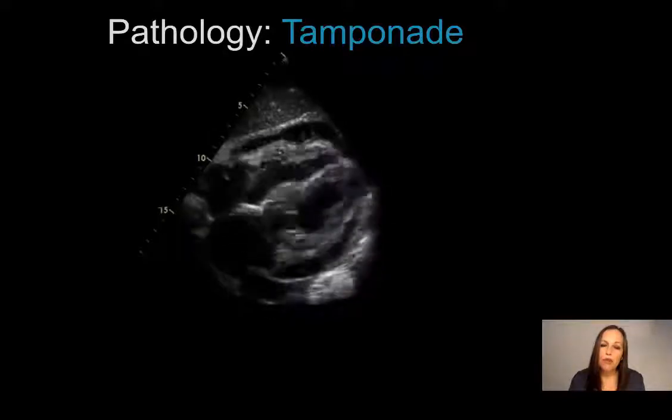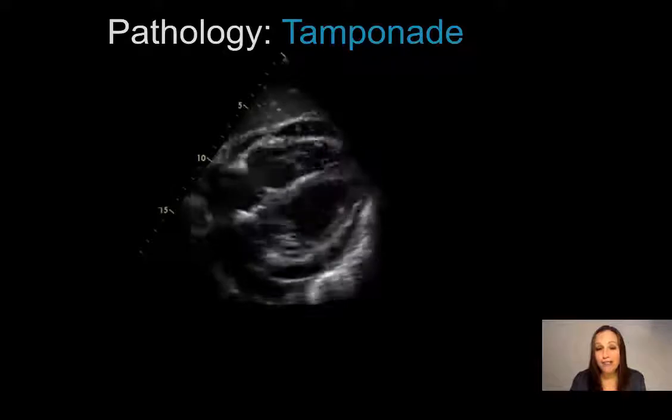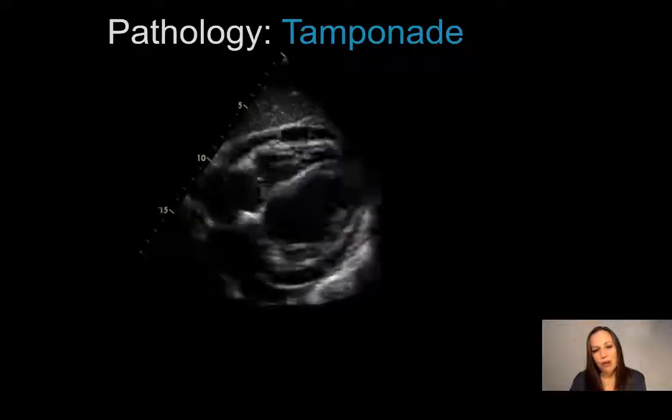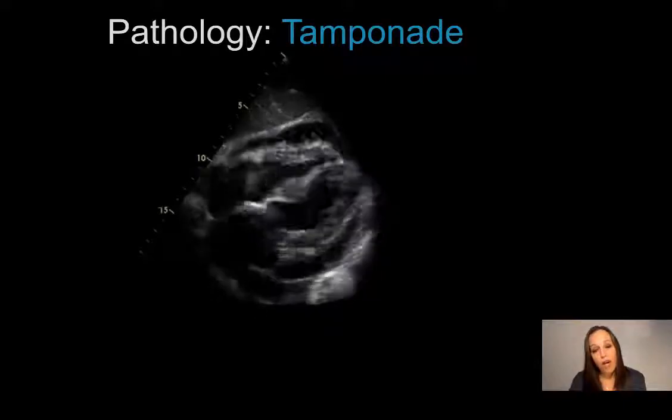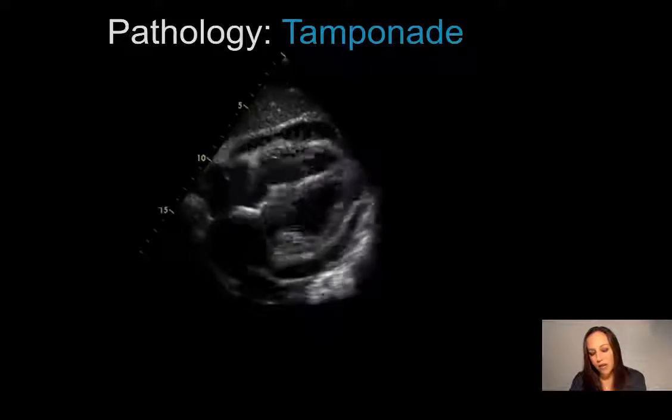But remember, if you are identifying tamponade, you probably want to get your cardiology colleagues involved very early, especially as you're not really going to do a pericardiocentesis yourself based on the results of these ultrasounds. So it's important to get cardiology involved early.